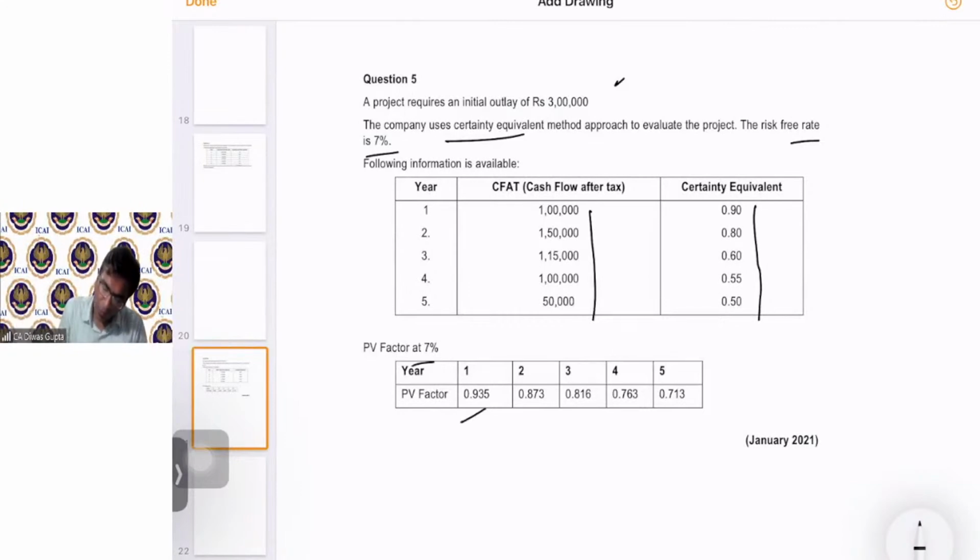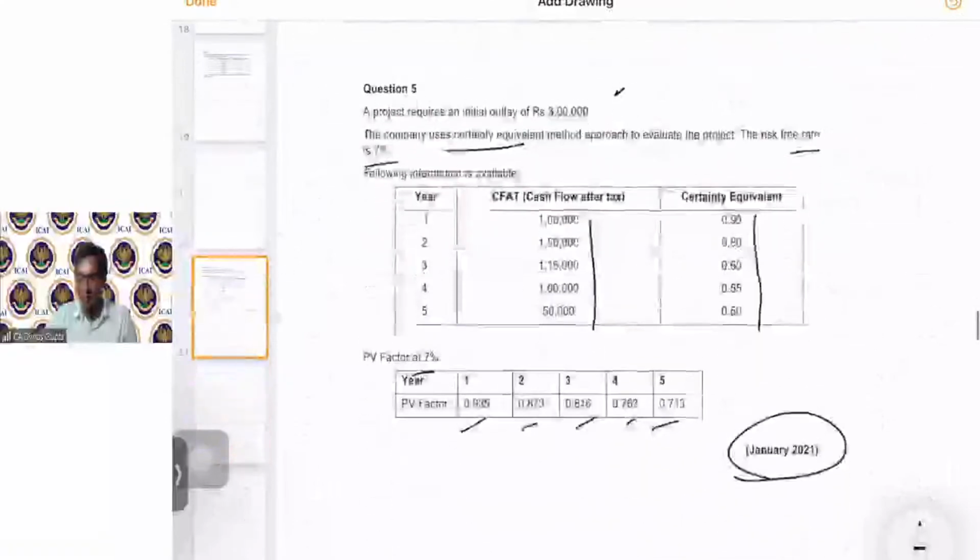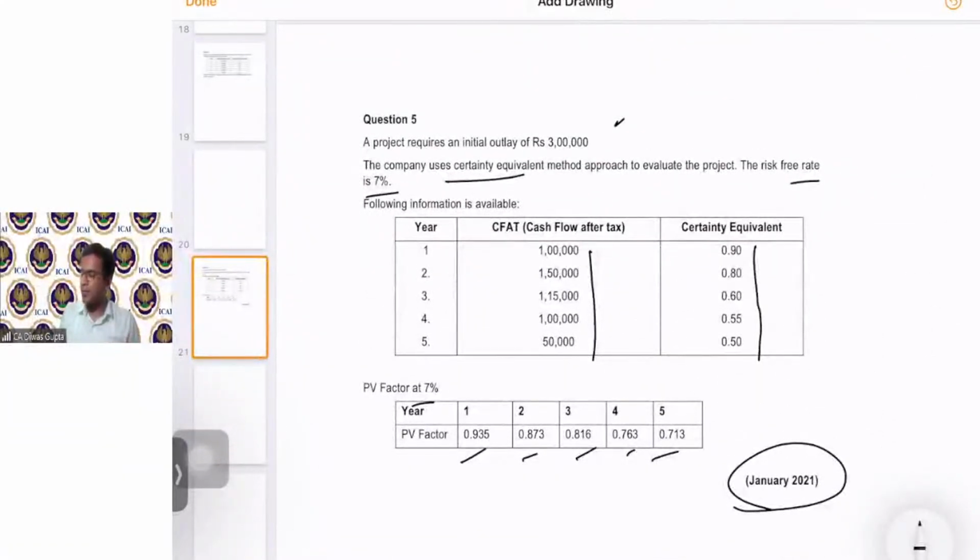At 7%, they have also given us these factors, and this question appeared in Jan 2021. This is very similar to question number 4 that we have just now solved. Very similar, only the numbers are different, calculation, everything is the same. So please do try this at home or in your practice questions. But I just wanted to add the relevance from the examination standpoint. Okay.